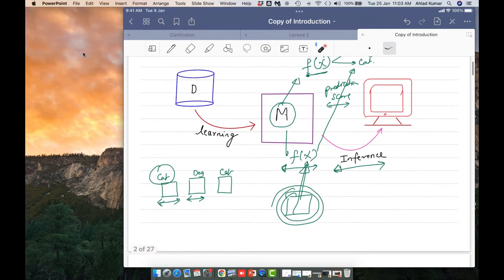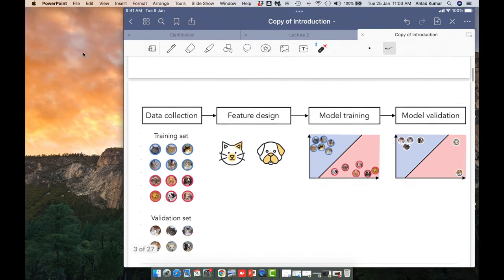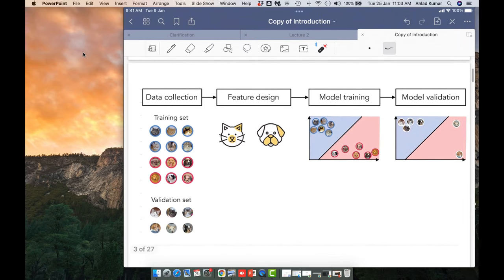So let us go to the step-by-step procedure of machine learning algorithms. The first step that is involved in machine learning algorithms is data collection. This is the first step. You have to collect the data based on which application you are working on.